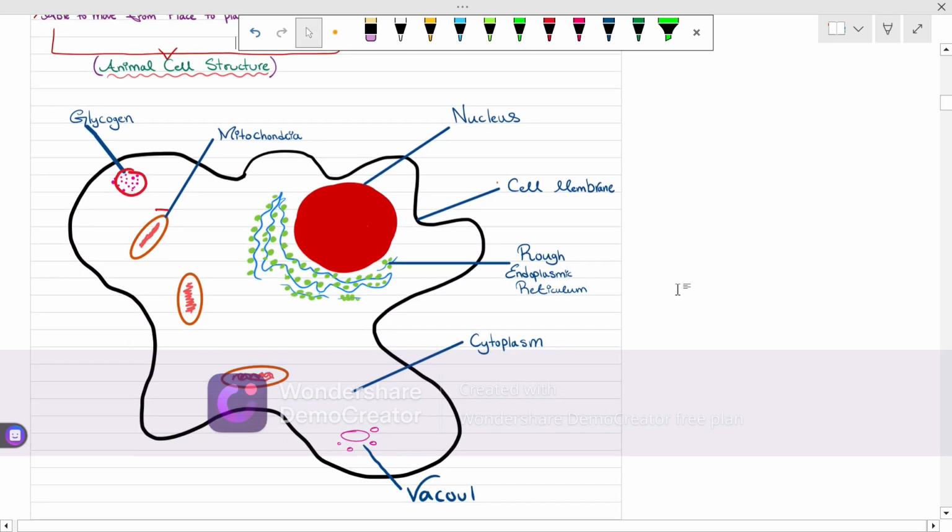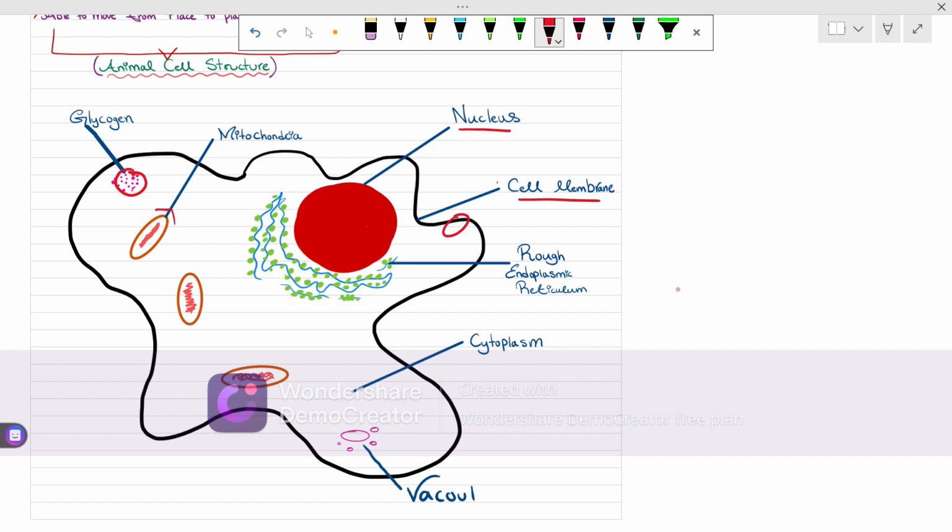Here I've drawn a diagram of an animal cell just to label the parts. This is the glycogen, which carbohydrates are converted into. This is the mitochondria, like the powerhouse of the cell. This is rough endoplasmic reticulum because the ribosomes are attached. This is the nucleus. This is the cell membrane. This is a vacuole, and this is the cytoplasm, the liquid inside, where all the organelles are flowing.